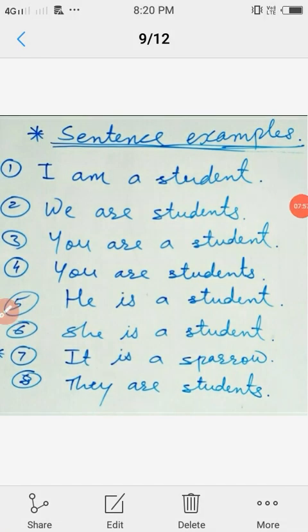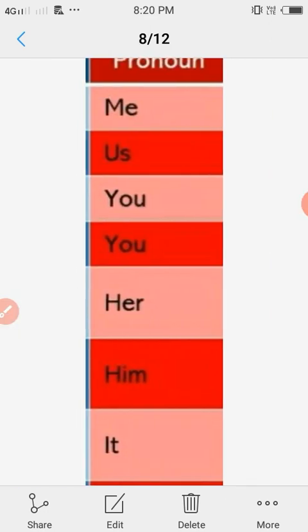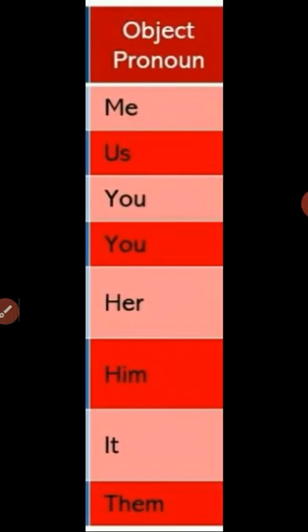Let us learn about the next category. What is it? Object pronouns. So all these words mentioned over here are called object pronouns. Why are they called object pronouns? Because they work at the object positions in the sentences. And you very well know the object comes after the verb in sentences. Let us see some sentence examples of them.